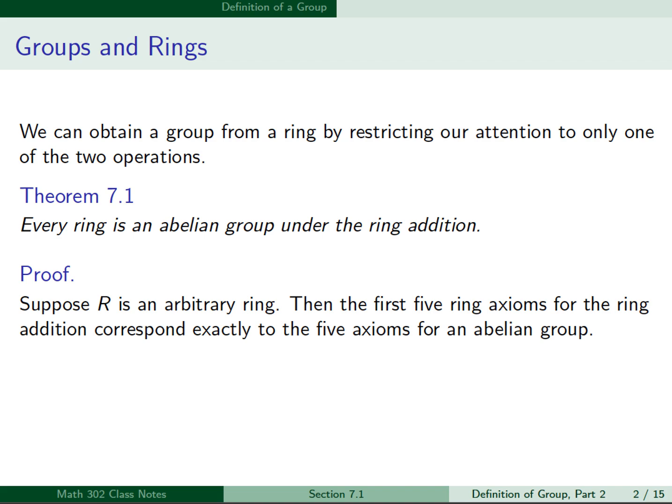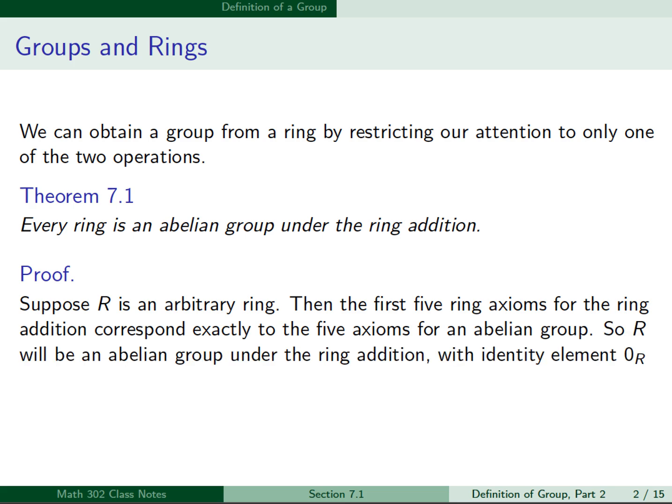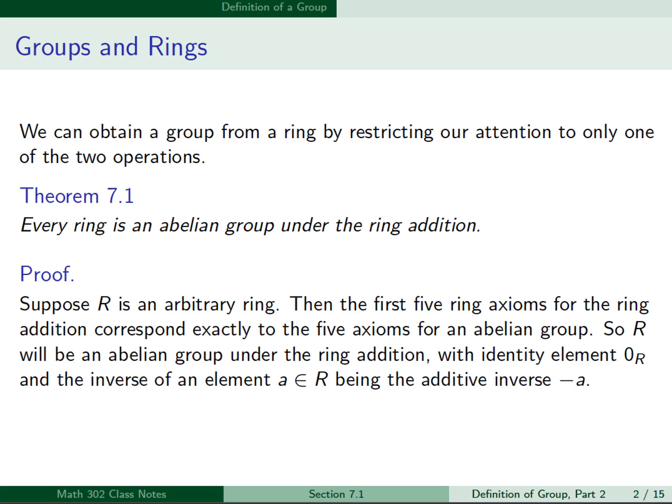R1 is closure under addition, R2 is the associative law of addition, R4 is the existence of an additive identity, R5 is existence of additive inverses. These correspond to G1, G2, G3, and G4, and R3 is the commutative law of addition. That corresponds to our axiom for an abelian group under the ring addition, with identity element 0 sub R, the additive identity in the ring, and the inverse of an element A in R being the additive inverse minus A.